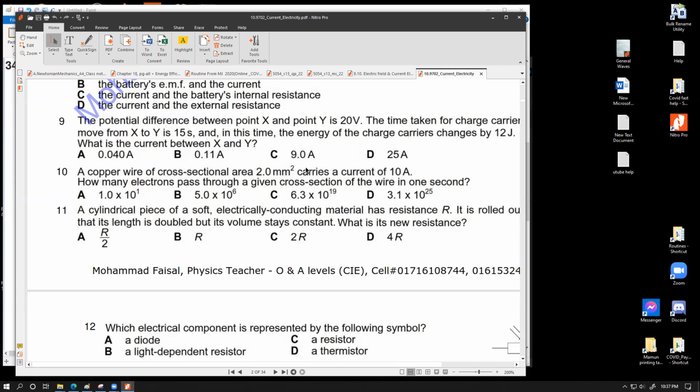So the wire is carrying a current of 10 ampere. So every second 10 coulomb charge flows through. All that you need to find out is how many electrons, given the elementary charge, make up 10 coulomb. So how do you do that? 10 divided by the charge of one charge particle.